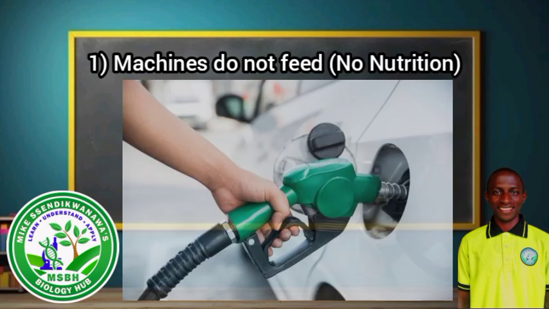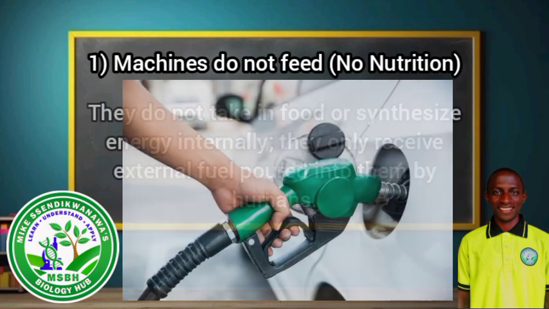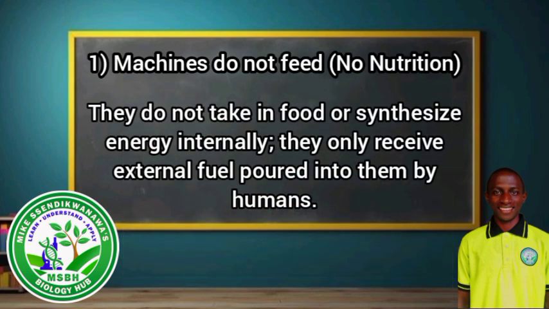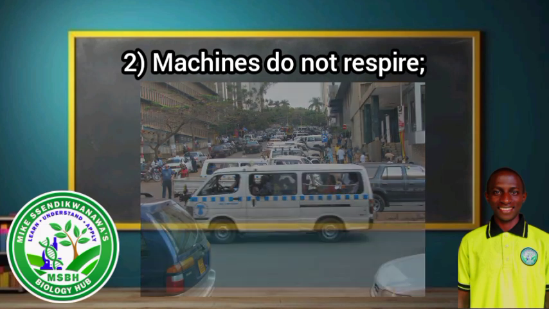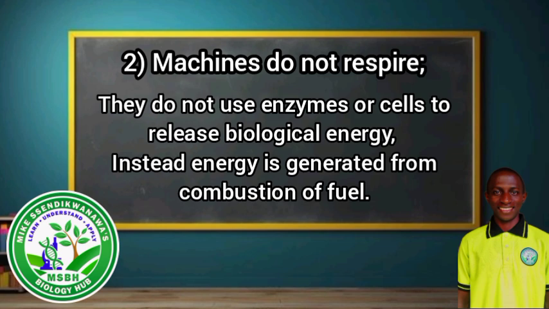For example, 1. Machines do not feed. They do not take in food or synthesize energy internally. They only receive external fuel poured into them by humans. 2. Machines do not respire. They do not use enzymes or cells to release biological energy. Instead, energy is generated from combustion of fuel.